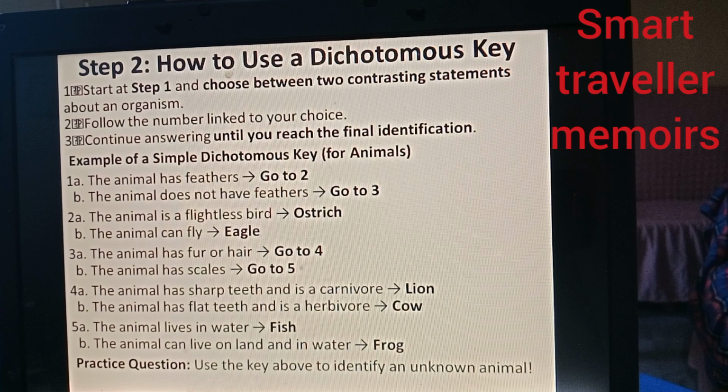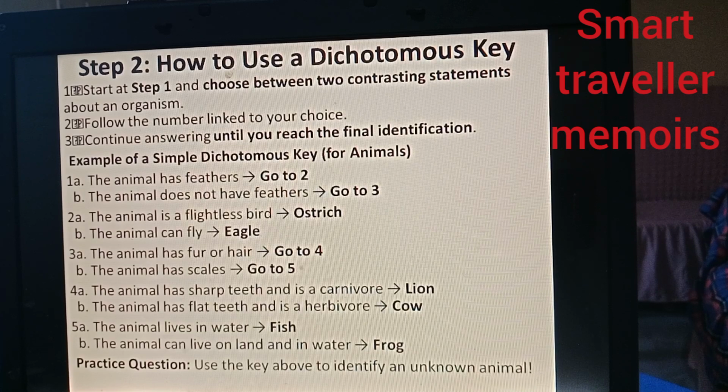You have 3A. The animal has fur or hair. You can go to 4. And if the animal has scales, you can go to 5. So let's go to 4 for the animals with fur or hair. And then we find that the animal has sharp teeth and is a carnivore, that is lion. And the animal has flat teeth and is a herbivore, cow.